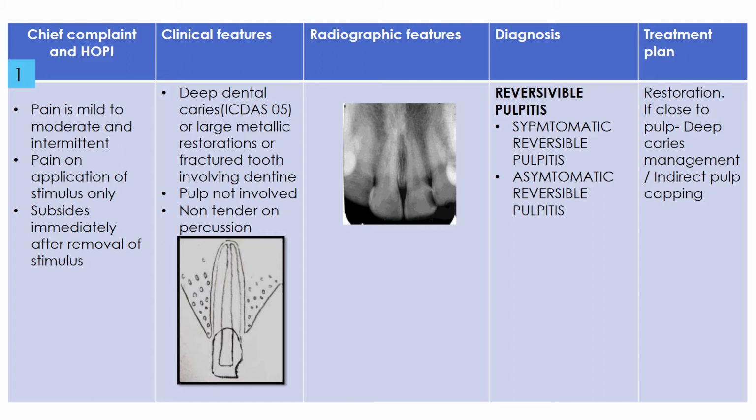or large metallic restorations. Pulp is not involved and the tooth is non-tender on percussion. On a radiograph, you can clearly see that there is caries, for example, in this case, and it is not yet involving the pulp, but it is close to the pulp. So our diagnosis would be reversible pulpitis. Now, based on whether the patient has symptoms or not, we would call it either symptomatic reversible pulpitis or asymptomatic reversible pulpitis. And the treatment plan for such a situation would be restoration.